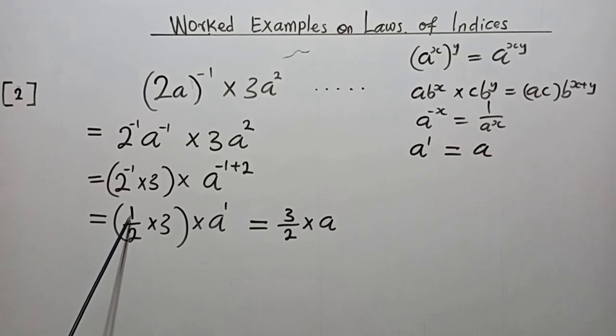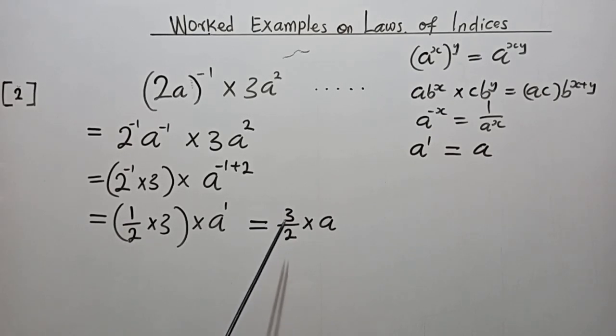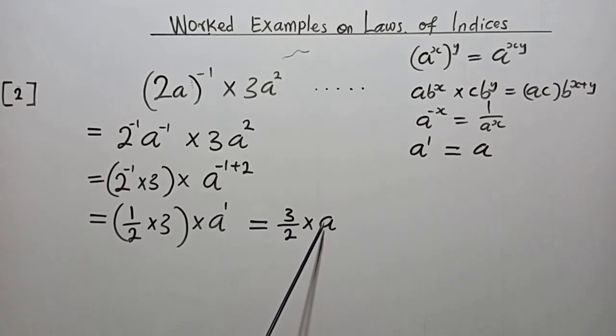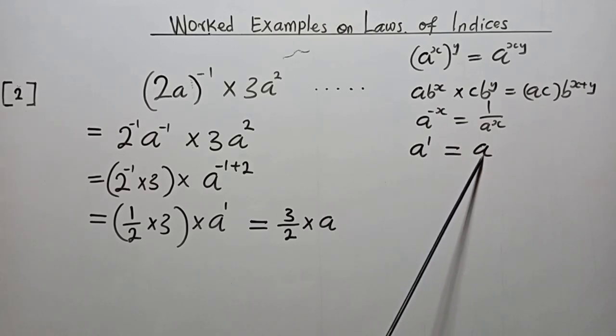Certainly, 1 over 2 times 3 has become 3 over 2. I hope you know why. If you don't know, go back to principles of fractions. And then a to the power 1 is the same thing as a. That reminds me of the fourth law we have to apply. This is a to the power 1 is equal to a.